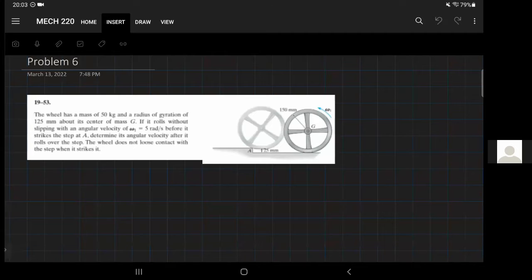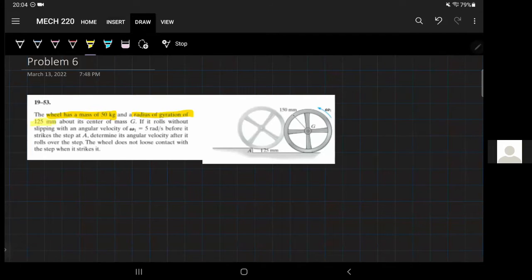All right, and this is the sixth and last problem for my part. So we have a wheel that has a mass of 50 kilograms and a radius of gyration of 125 millimeters. If it rolls without slipping with an angular velocity of 5 radians per second before it strikes the step, determine its angular velocity after it rolls over the step. The wheel does not lose contact with the step when it strikes it.